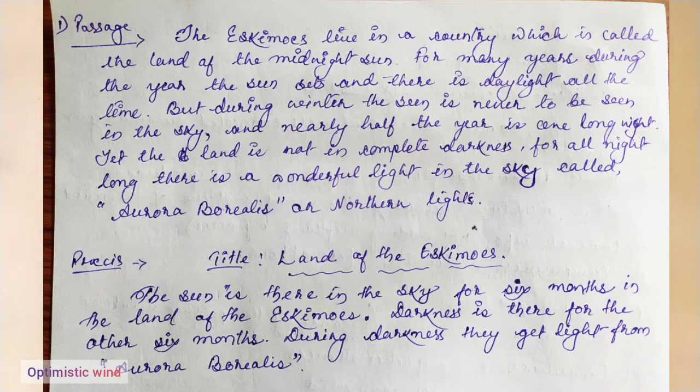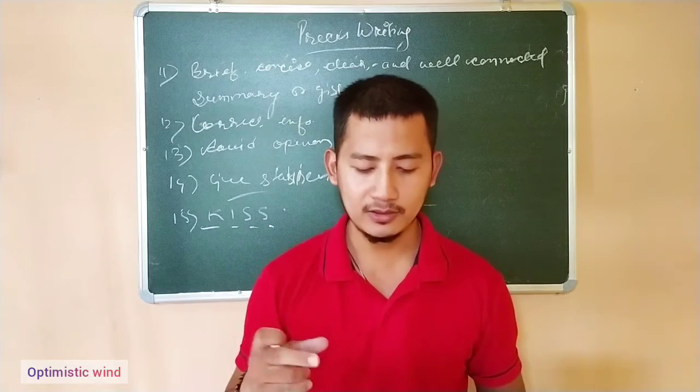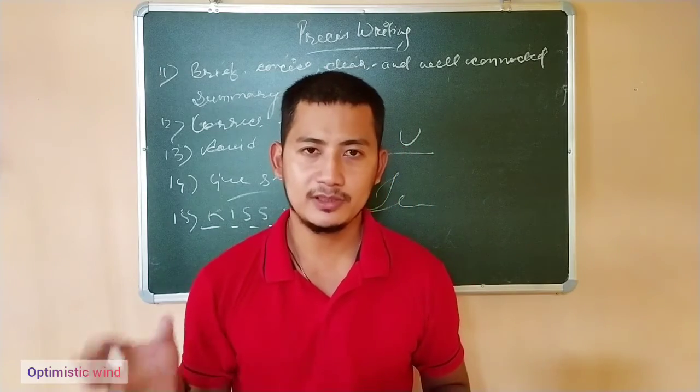If we write the Precis from this passage, it will be like this. Title: Land of the Eskimos. The sun is there in the sky for 6 months in the land of the Eskimos. Darkness is there for the other 6 months. During darkness they get light from the aurora borealis. This is the end. Very short, but it is providing all the information required.